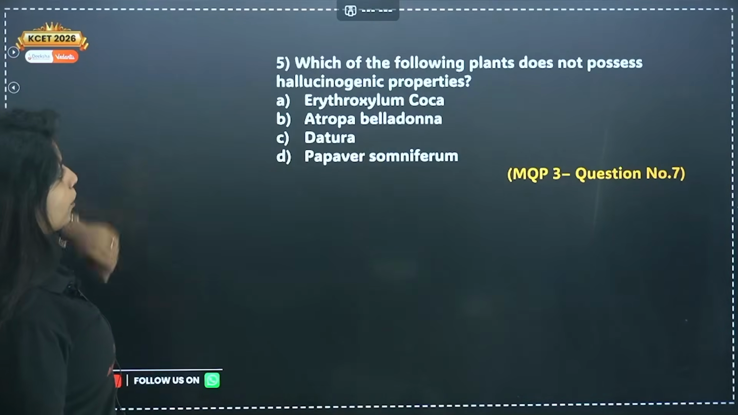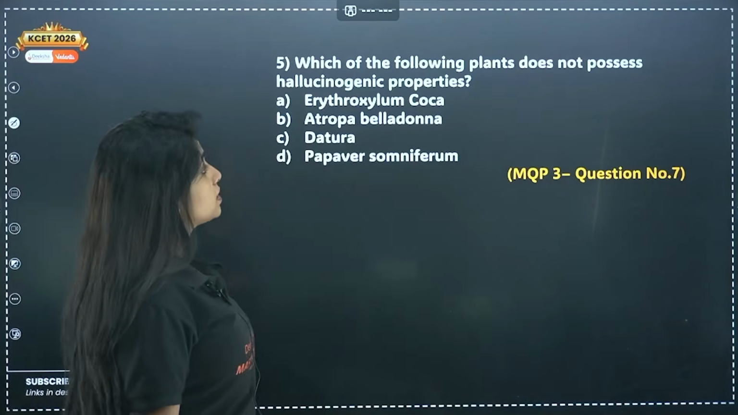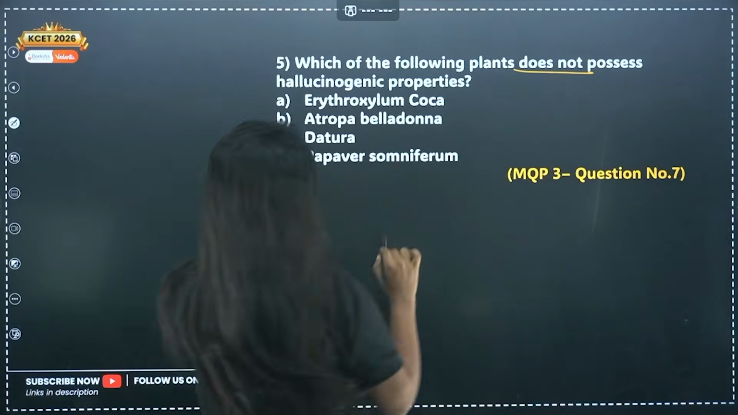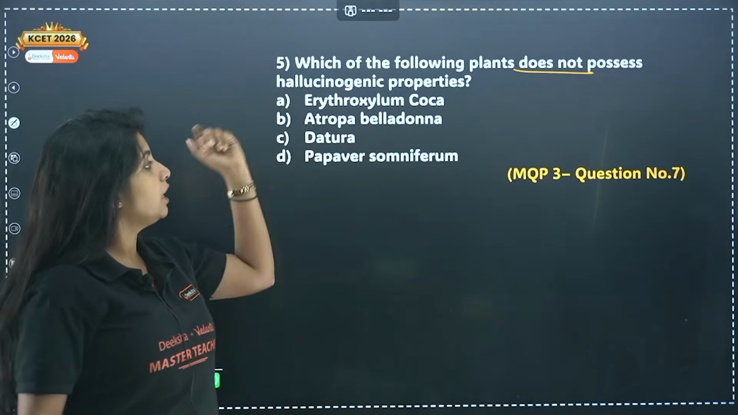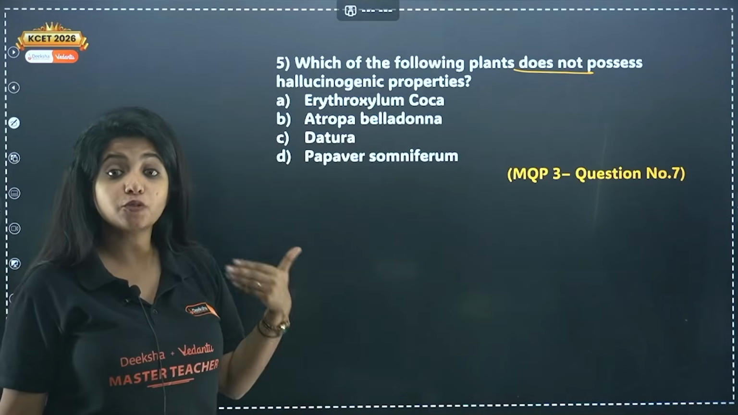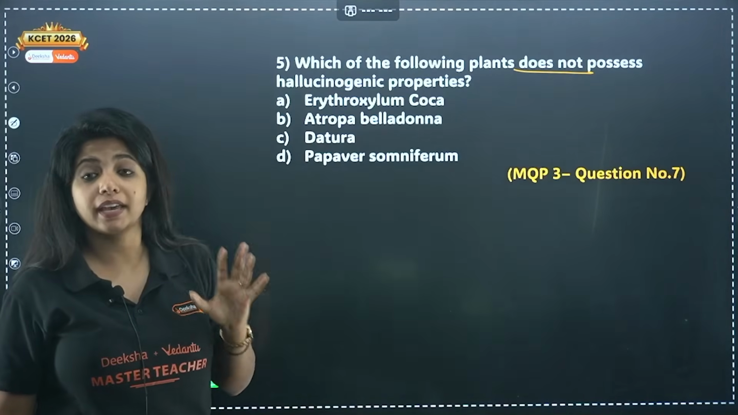Now, which of the following plants does not possess hallucinogenic properties? Erythroxylum coca, Atropa belladonna, Datura, Papaver somniferum. You are asked which is not possessing hallucinogenic properties.